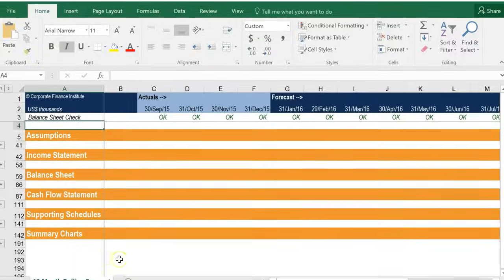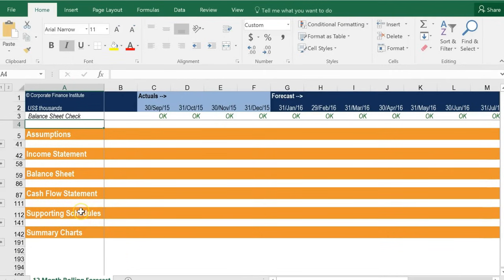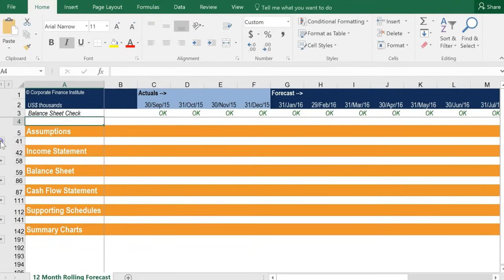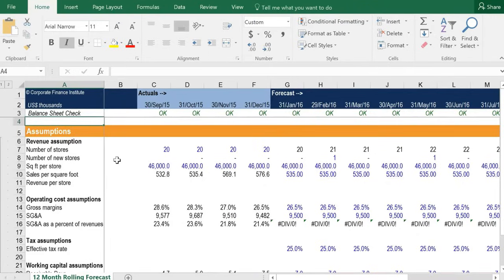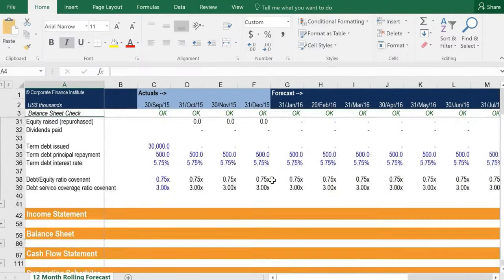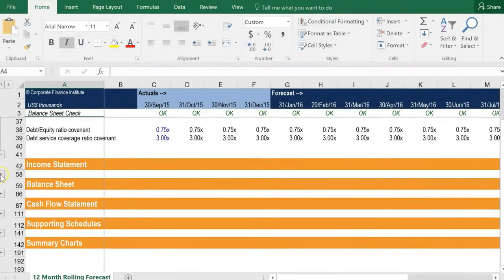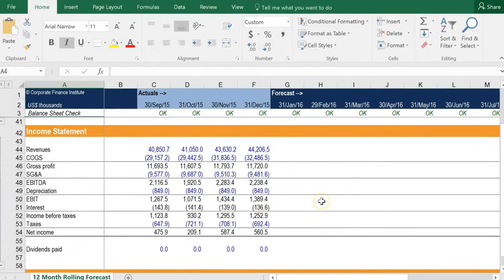Now that we have the assumptions in place, we can start filling in the income statement. Let's open up the assumptions section here, so we've got everything ready for easy reference. Let's also open up the income statement section. To fill in the income statement, I'm going to start with revenue.